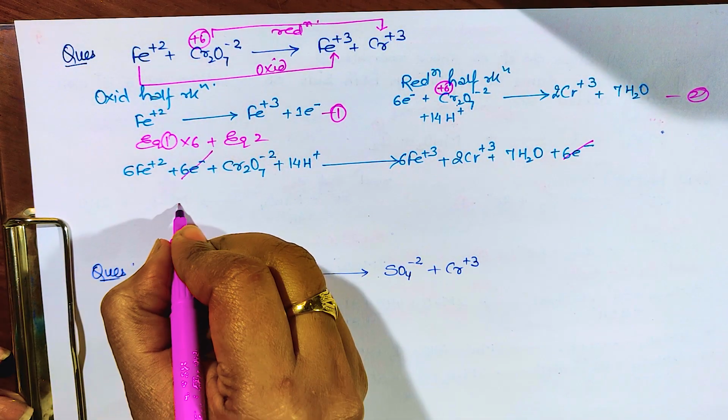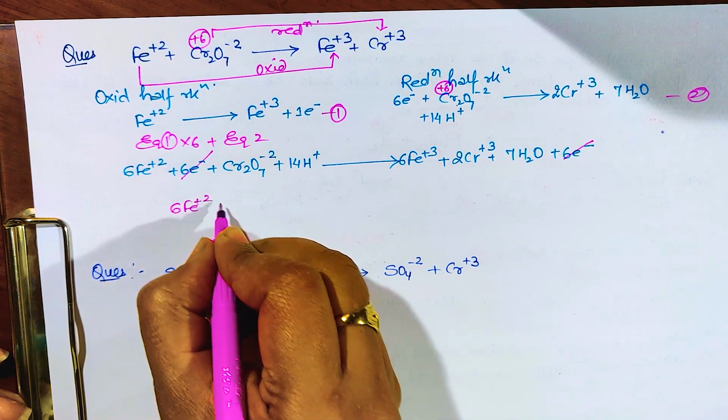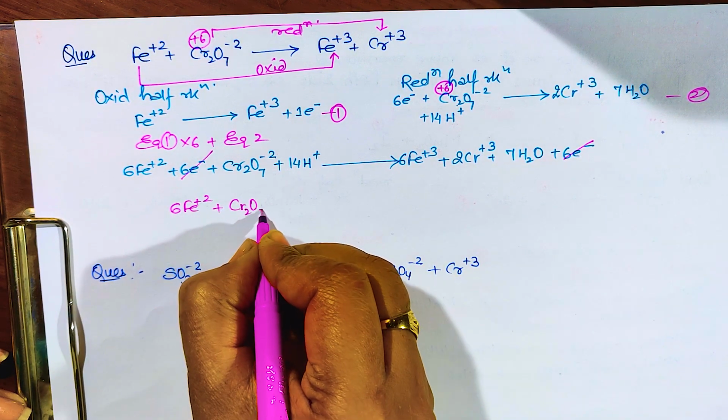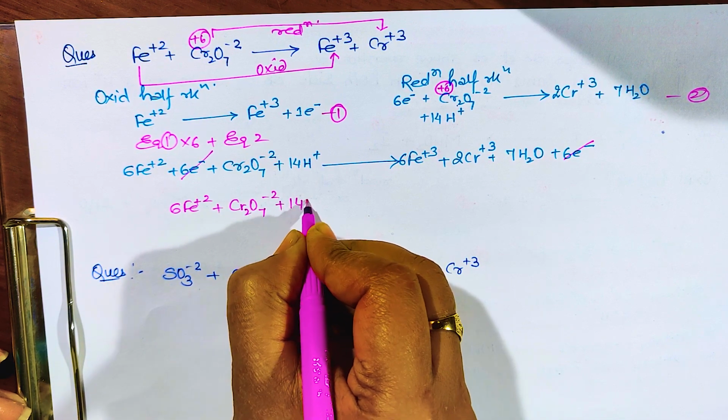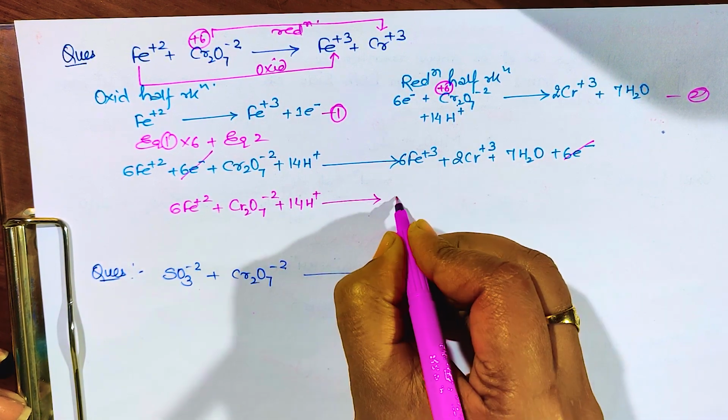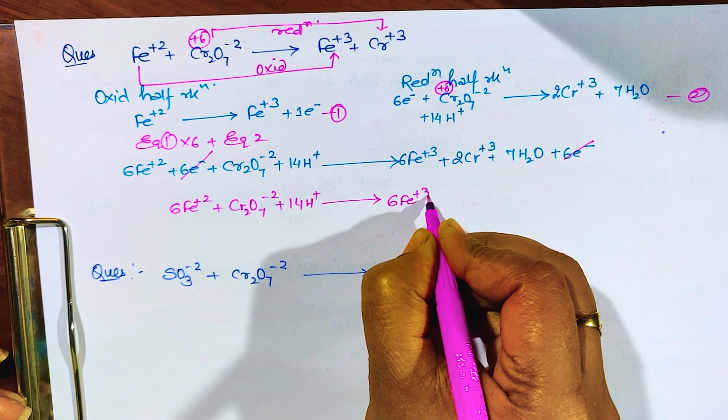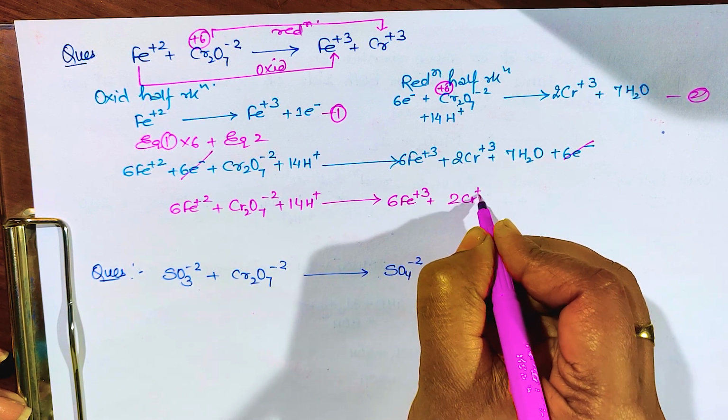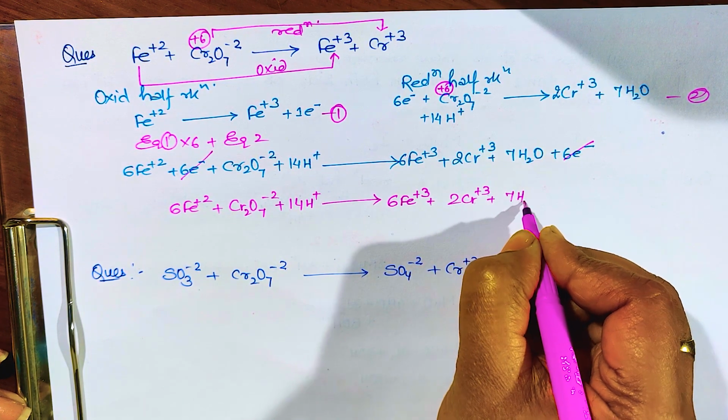So write the final answer. This will be 6 Fe +2 plus Cr2O7 -2 plus 14 H plus will give you 6 Fe +3 plus 2 Cr +3 plus 7 H2O.